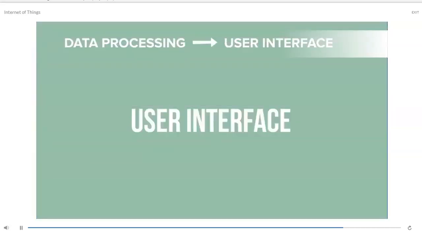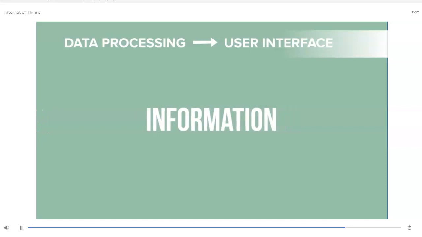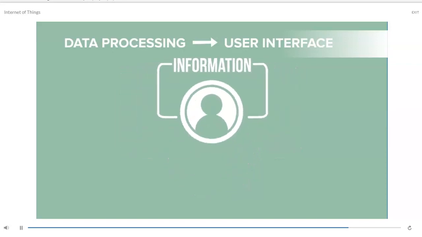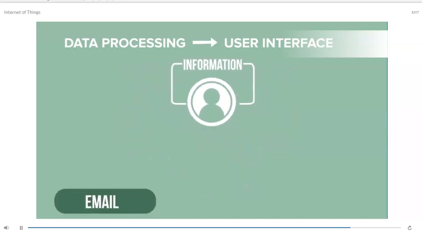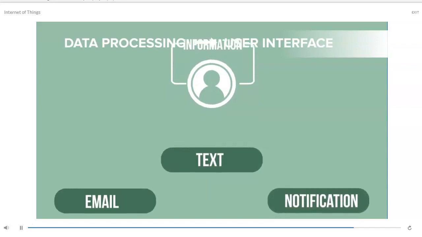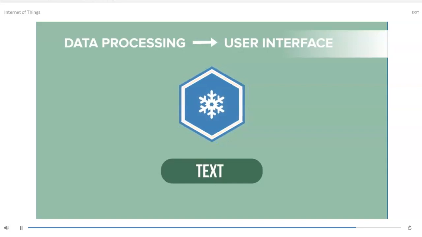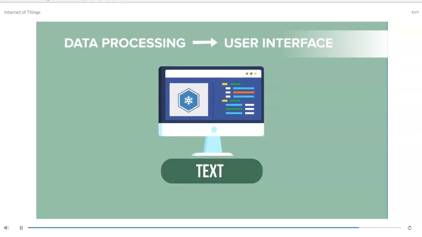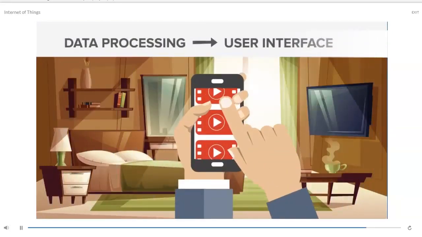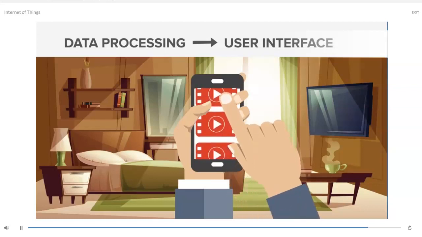User interface. Next, the information is made useful to the end user in some way. This could be via an alert to the user, email, text, notification, etc. For example, a text alert when the temperature is too high in the company's cold storage. Also, a user might have an interface that allows them to proactively check in on the system. For example, a user might want to check the video feeds in their house via a phone app or a web browser.